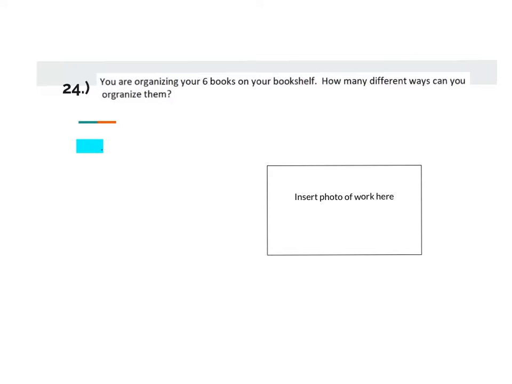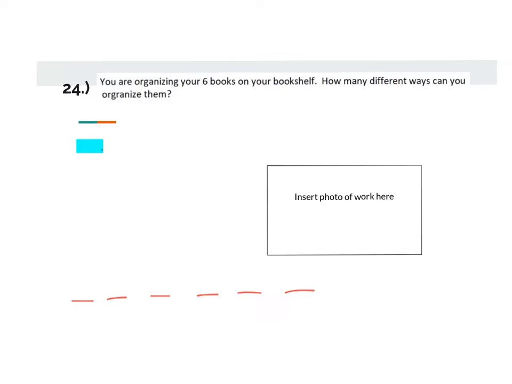All right, you're organizing your books on your bookshelf. How many different ways can you organize them? So again, this is permutation. There are 6 total books, and you can organize them a bunch of different ways. So 1, 2, 3, 4, 5, 6. So let's say these are the spots.